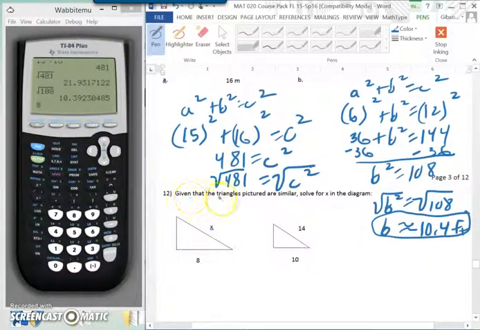Now we come here, it says given the triangles pictured are similar, solve for x in a diagram. We have what is called a proportion here. So if we look here, side x is equivalent to side 14, side 8 is equivalent to side 10. So now we write this as a proportion.